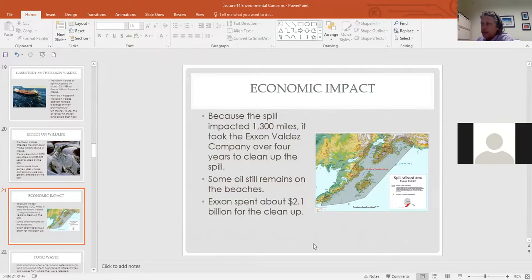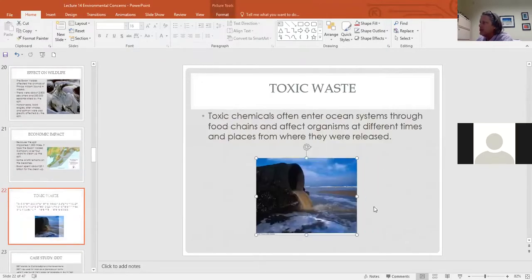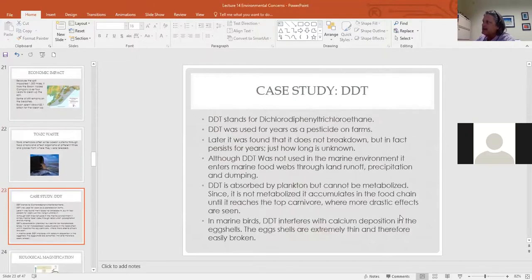The second class of pollution is toxic waste, all right? Petroleum and oil spills, then there's toxic waste, chemicals that are entering the ocean. The most famous is the pesticide DDT. DDT was not used in the marine environment. It was used on land, but entered the marine environment, food webs through runoff, precipitation, dumping.